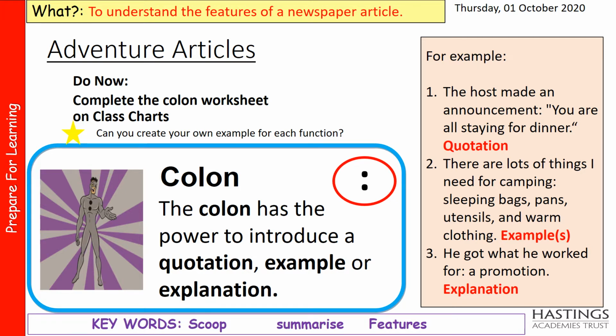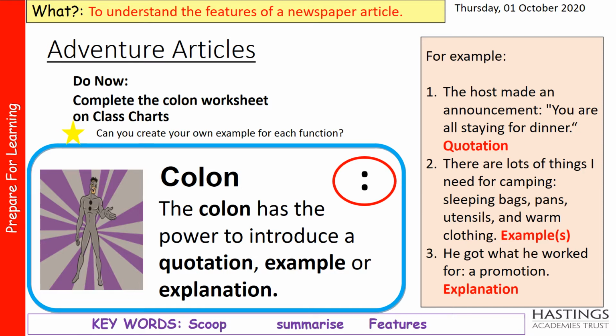The first one is: The host made an announcement, "You are staying for dinner." So the colon there is used to introduce a quotation. The quotation is in the quotation marks, "You are all staying for dinner." The second one is, "There are lots of things I need for camping: sleeping bags, pans, utensils, and warm clothing."